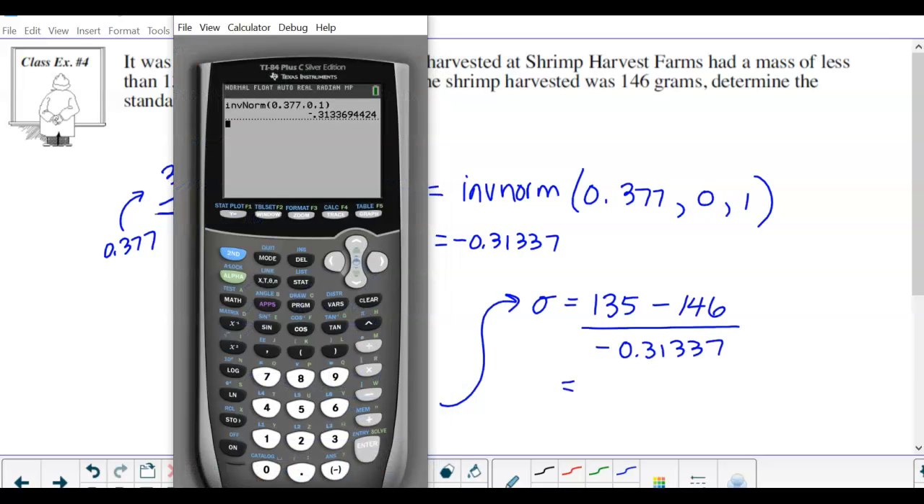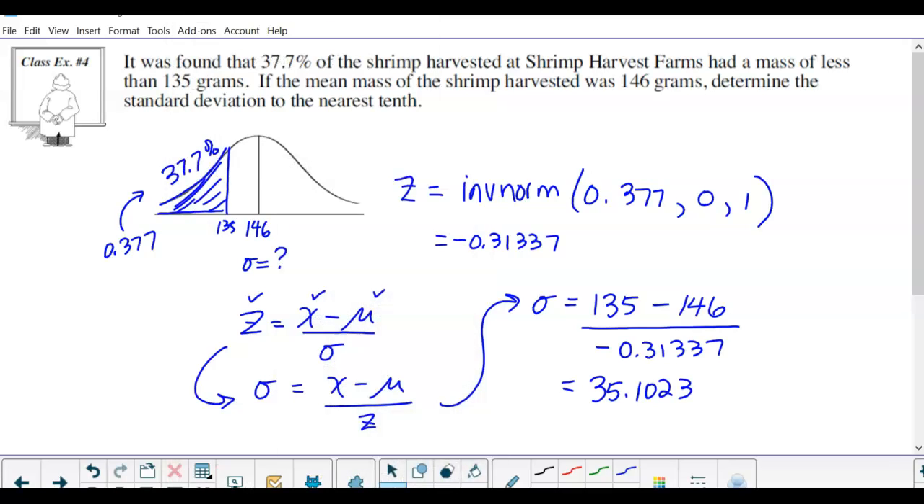Again, keep it in your calculator. So I can go, you want to do it all at once: bracket 135 minus 146, close that, divide by previous answer. And so the standard deviation is 35.1.